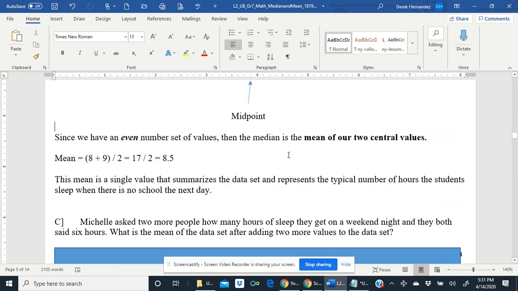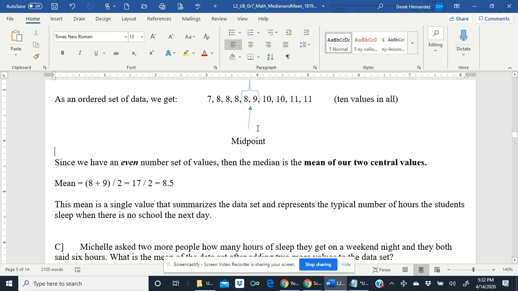Since we have an even number set of values, then the median is the mean of our two central values. So the mean, we take 8 and 9, those are the two values in the middle, add them up, divide by 2. 8 plus 9, 17. Divide 17 by 2, you get 8.5, which makes sense. What's halfway between 8 and 9? 8.5.